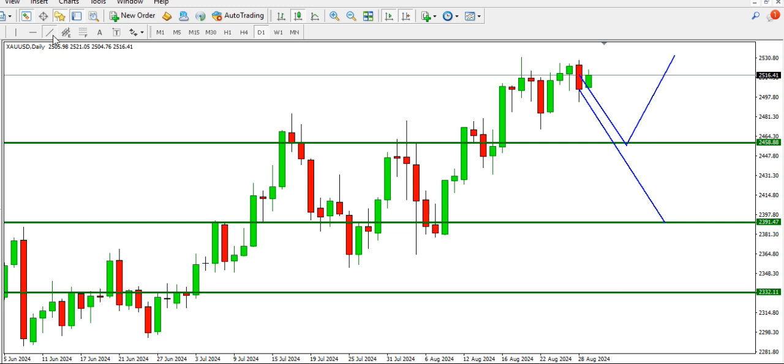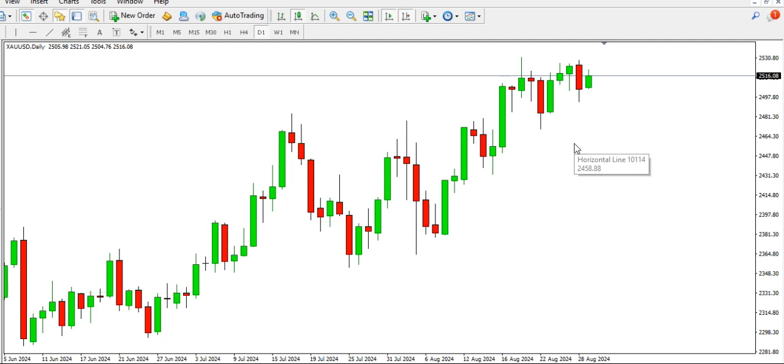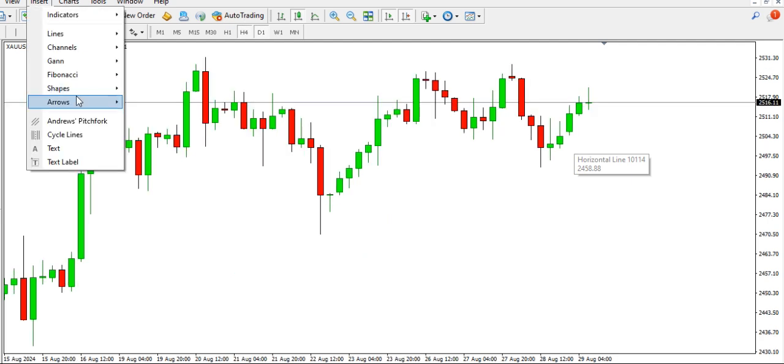But the overall direction for the price of gold is still bullish. Alright, let's look at the 4-hour time frame. What do we have on the 4-hour time frame? On the 4-hour time frame, it's more obvious that price is ranging. Price of gold is ranging on the 4-hour time frame.